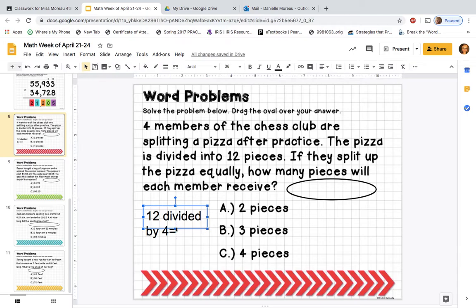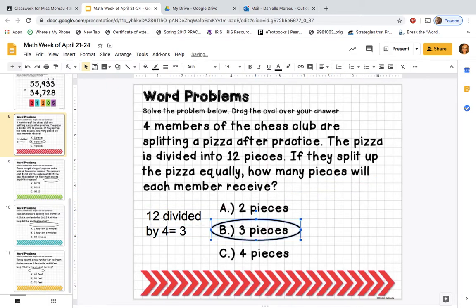So when we're dividing 12 by 4, we need to think about our multiples of 4, and how many multiples of 4 would go into 12. So let's do our multiples of 4. 4, 8, 12. So that would be 3 multiples of 4. So 12 divided by 4 equals 3. So each member would receive B, 3 pieces, because 12 divided by 4 equals 3.